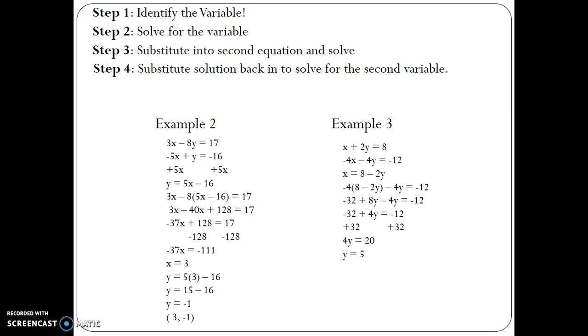Then remember, we have to plug it back in. We're going to plug it back into that x equals 8 minus 2y. So every time I see a y, I'm going to plug in a 5. So I get x equals 8 minus 2 times 5. 2 times 5 is 10, so we get 8 minus 10. x equals negative 2. So then remember, we have to write it as an ordered pair. So x is negative 2, y is 5. So we get (negative 2, 5). And that's our final answer.